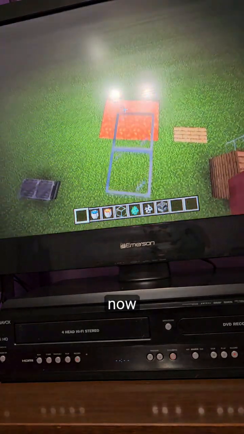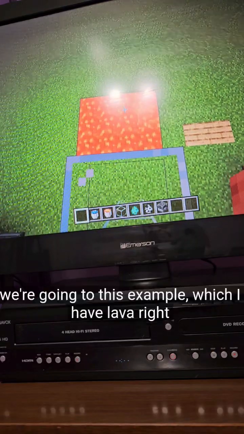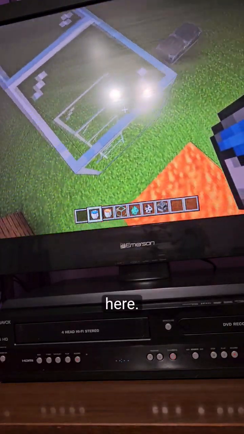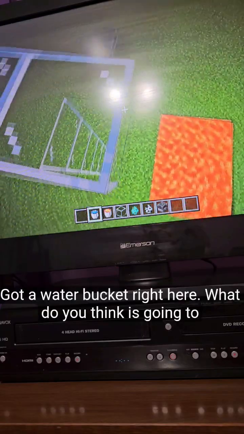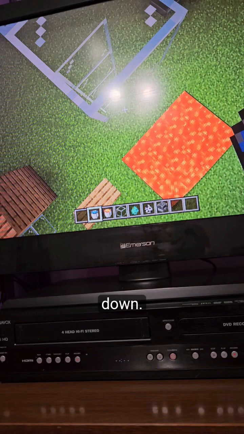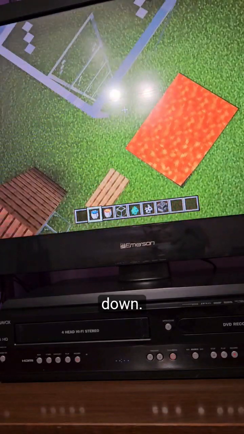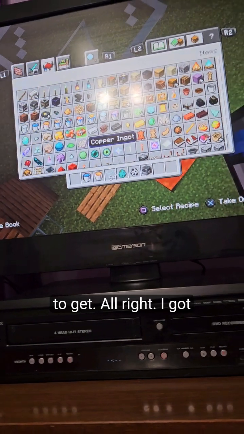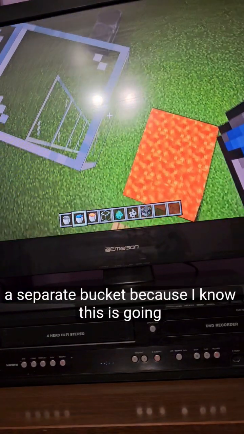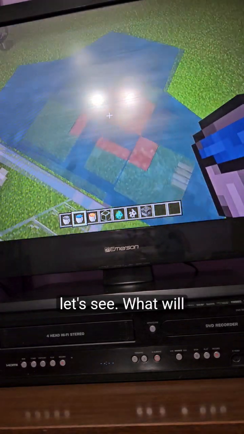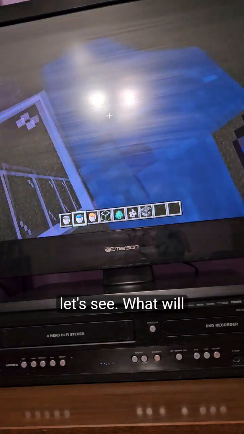So now we're going to this example, which I have lava right here. I've got a water bucket right here. What do you think is going to happen when I pour this water bucket down? Alright, so hang on, I need to get a separate bucket because I know this is going to be messy, so let's see what will happen.